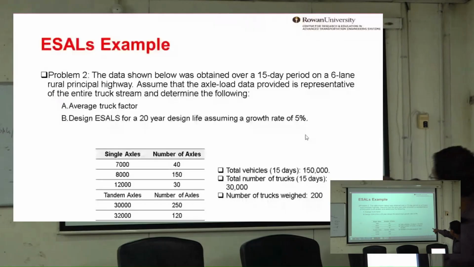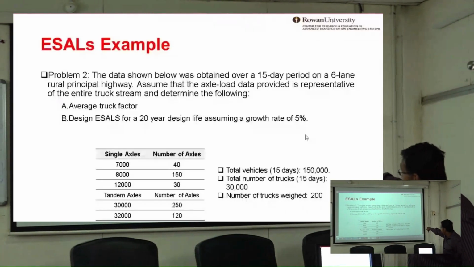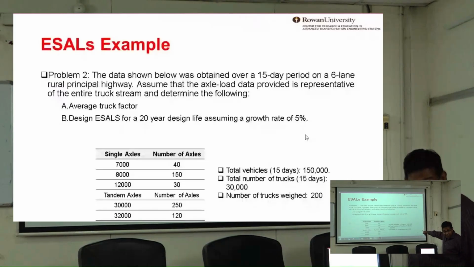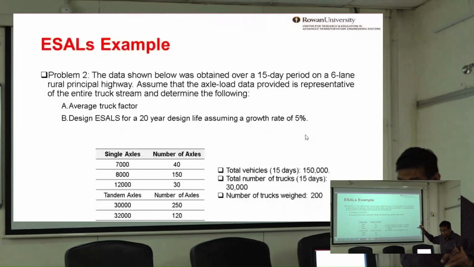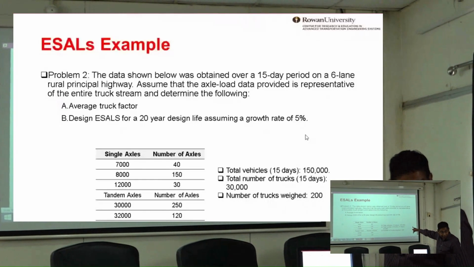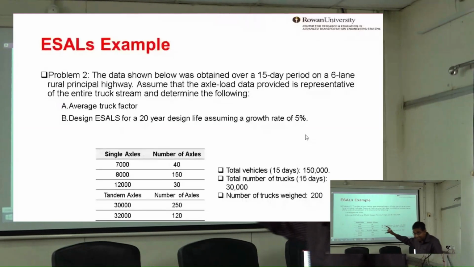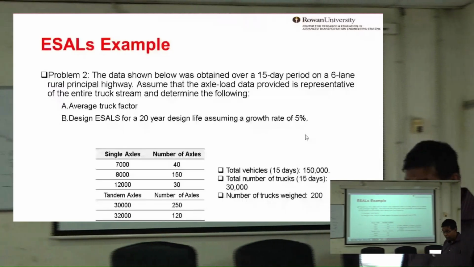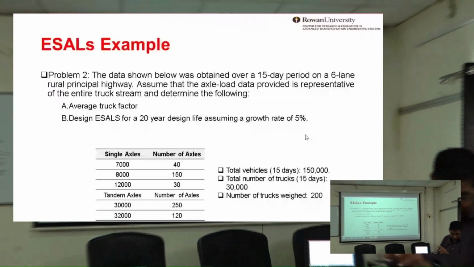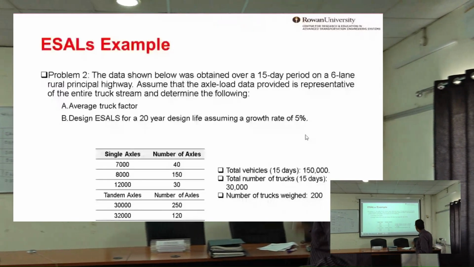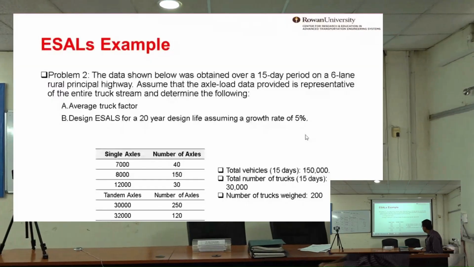Look at the total number of vehicles counted. 15 days is 150,000. Total number of trucks counted in 15 days, how much? 30,000. Pay attention to what is given to you. Do the same math and growth rate I gave you, 5%. Can you now give me the design ESALs? That would complete the problem fully, from truck factor to design. Can you calculate the design ESALs now based on what I have given you here?